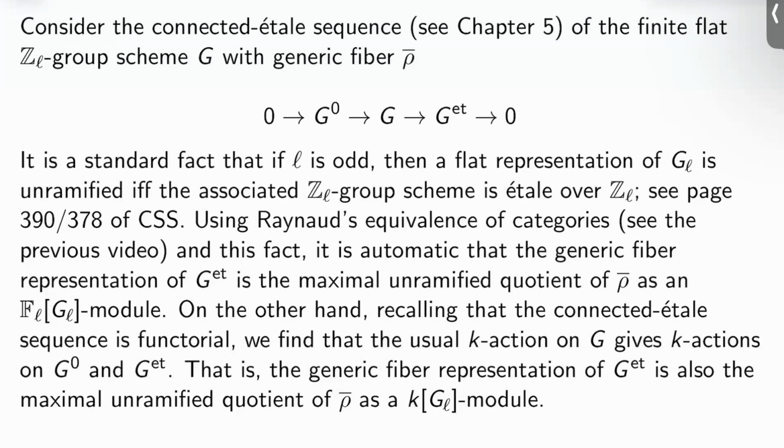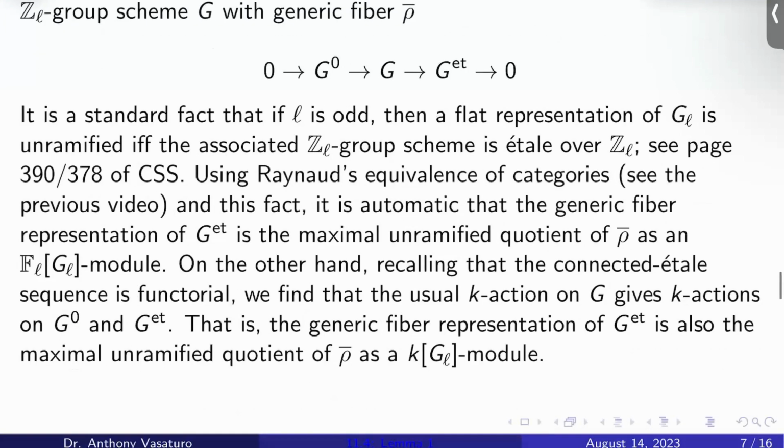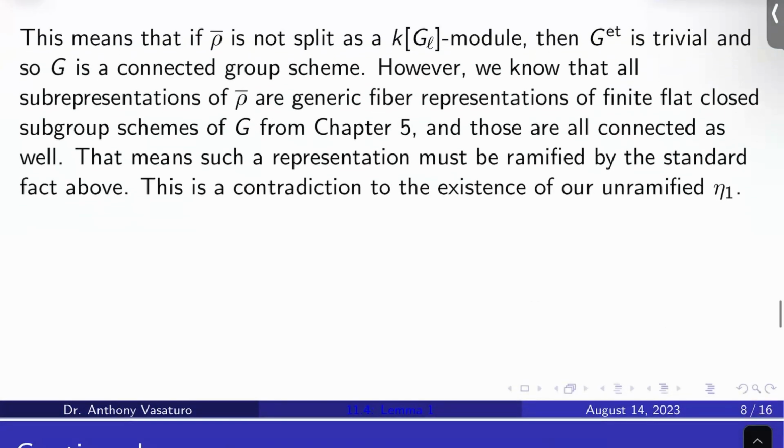On the other hand, if you recall that the connected étale sequence is functorial, that was covered in chapter 5 as well, we find that the usual K action on G gives K actions on G0 and G et. Okay? So that is, the generic fiber representation of G et is also not only what it was above, it's the maximal unramified quotient of rho bar also as a K[GL] module, not just as an FL GL module. Okay, so let's continue. This means that if rho bar is not split as a K[GL] module, then G et is trivial. And so G is a connected group scheme by the connected étale exact sequence.